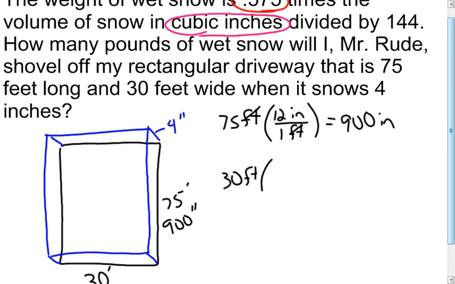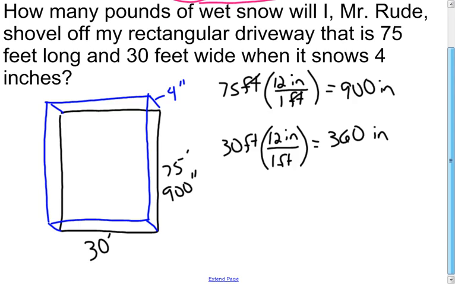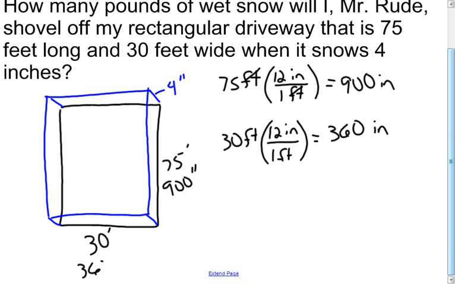Take 30 feet, multiply it by my unit multiplier of 12 inches over 1 foot, and I find out that my driveway is 360 inches wide. Come down here, I'm going to put 360 inches. Now I have enough information to figure out how much wet snow is sitting on top of my driveway. So I use my volume formula, area of the base. Well, my base is the 900, whoops, I'm going to go like this.